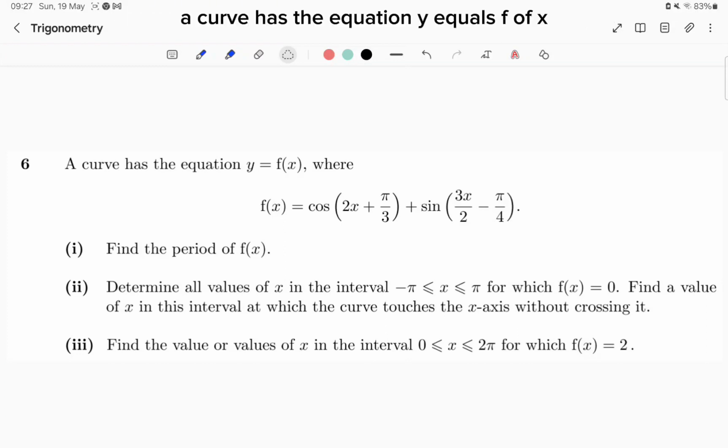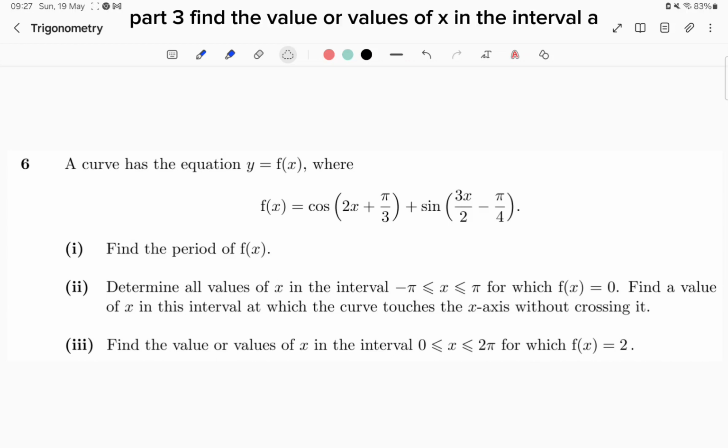A curve has the equation y equals f of x, where f of x equals cosine of (2x plus pi over 3) plus sine of (3x over 2 minus pi over 4). Part 1. Find the period of f of x. Part 2. Determine all values of x in the interval negative pi to pi inclusive for which f of x equals 0. Find the value of x in this interval at which the curve touches the x-axis without crossing it.